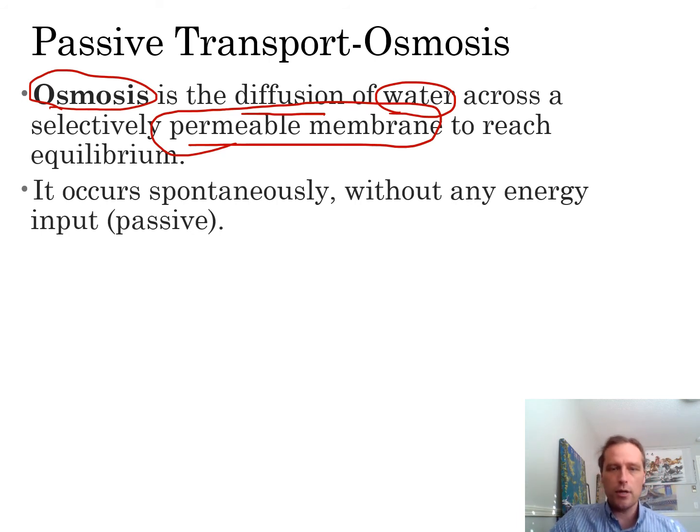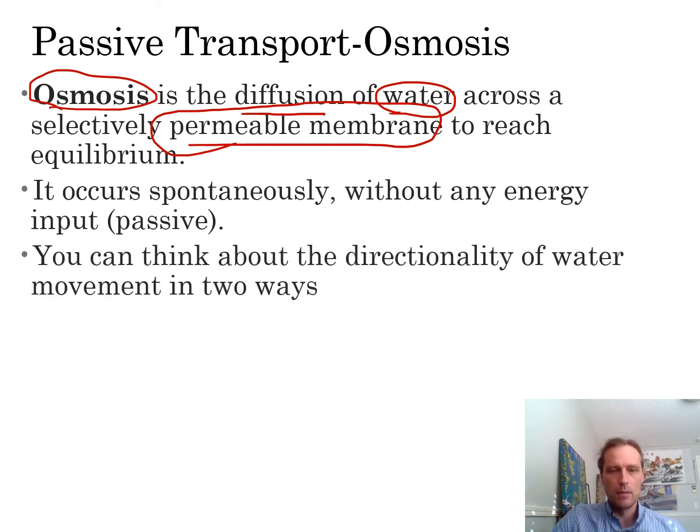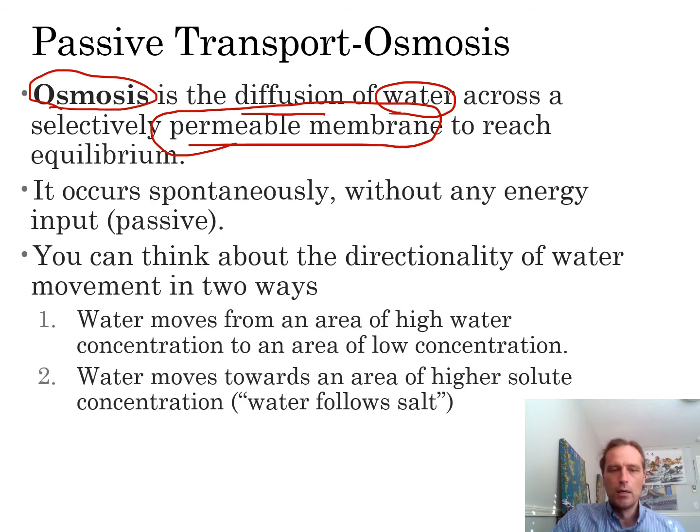It occurs without energy. That's because it's diffusion. You can think about the directionality of water movement in two ways. Let's all take a deep breath because this is kind of annoyingly confusing. Number one, water moves from an area of high water concentration to an area of low water concentration. That's diffusion, isn't it? But often in biological contexts, we will say it in another way. Number two, water moves towards an area of higher solute concentration.